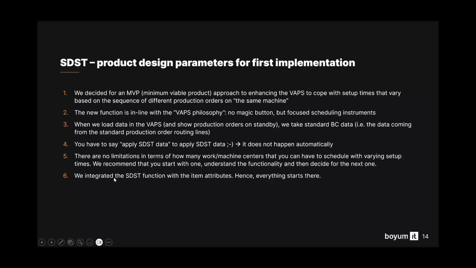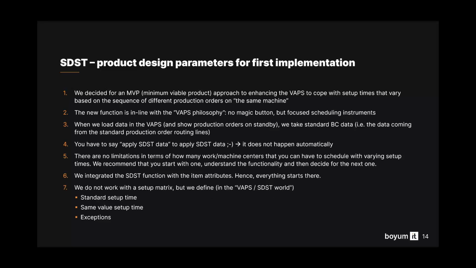We integrated the SDSD function with the item attributes. Business Central has items, as you know, and the items can have attributes, and typically the item attributes drive the setup behavior. In painting, it's the color. In other processes, it's metallurgical characteristics, or the width, or the thickness. So typically it's item attributes that drive different setup times. When you want to work with the SDSD function, you need to know it is related to the standard BC item attributes. Everything in terms of setting up new master data starts with the item attributes.